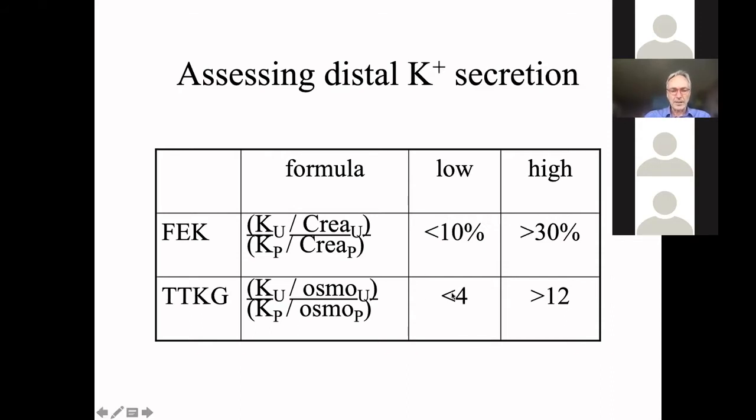And if it's less than 4, that would be very low aldosterone activity, very low potassium secretion there. If it's greater than 12, then it's very high. These numbers are, of course, sort of arbitrary. If it's 5 and somebody has a potassium of 10, then that's still very low. And if you have a potassium of 2.8 and you still have a TTKG of 10, then it's still high. So don't take these numbers religiously. They're more a rough guide.